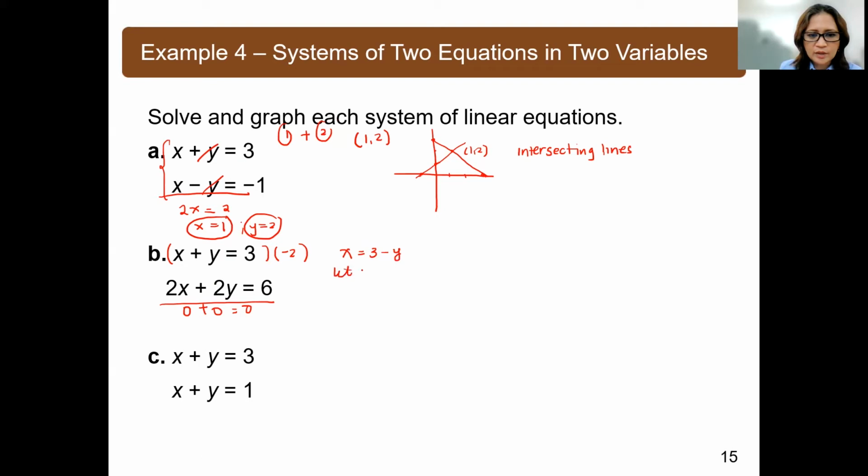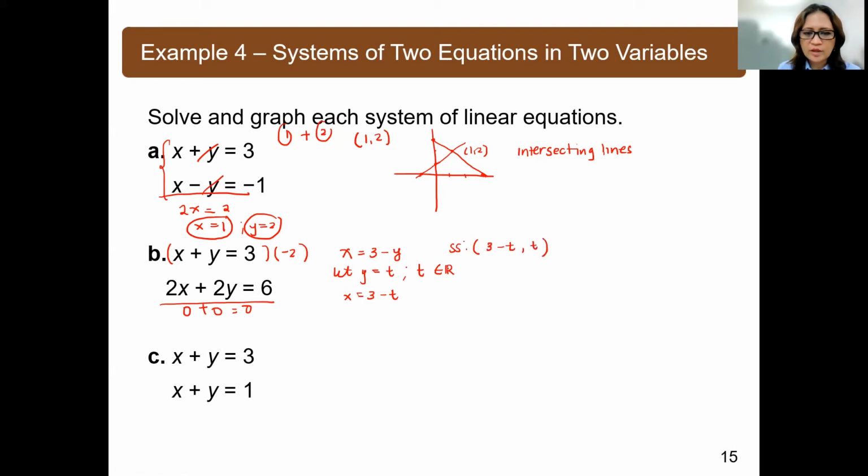And we're going to let y be a parameter t. Say, let y be equal to t such that t is any real number. So that x is simply 3 minus t. Now we can have it in coordinate form. Let's say the solution set is given as (3 minus t, t).